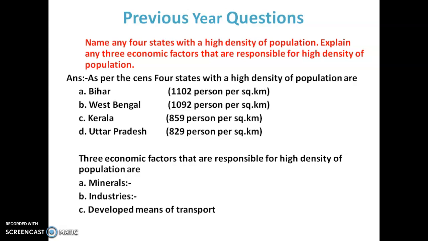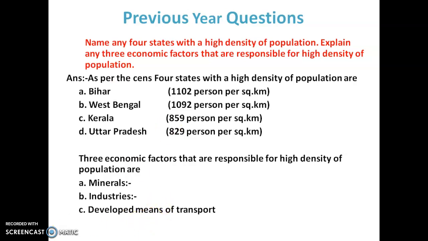A large number of industries are set up near the places which have mineral resources or mineral deposits. And with the establishment of industry, there is more scope for employment. So what we find is that the areas having mineral resources lead towards the establishment of industry in nearby areas, and where the industries are established, they create employment for the people. And as employment is there, more people try to live in those areas.